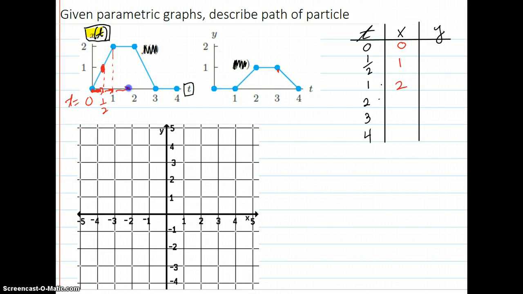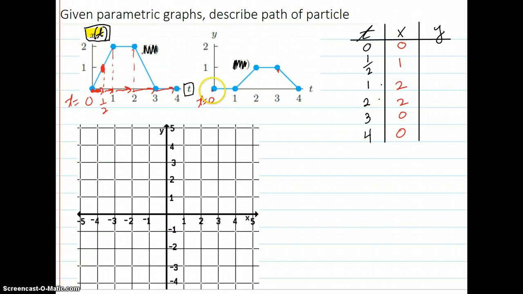By the time you arrive at 2, the x of t value is 2. When you arrive at 3, the x of t value is 0. When you arrive at 4, the x of t is 0. Simultaneously, as t was clicking off, the y's were being controlled also.